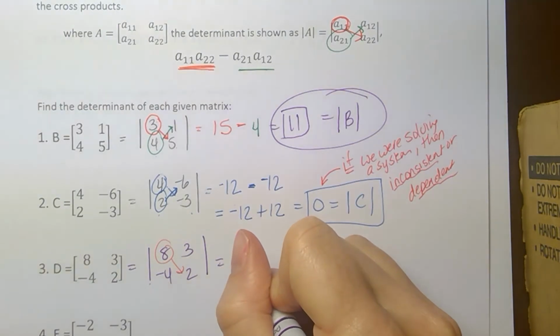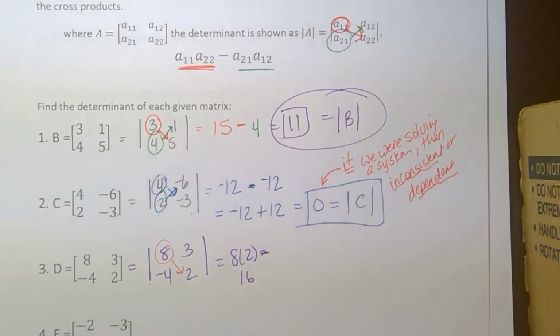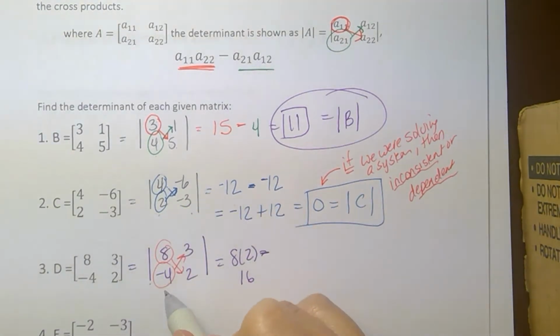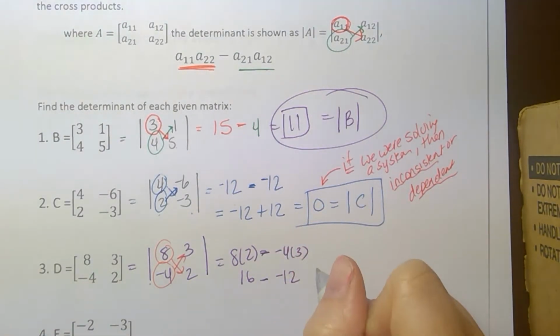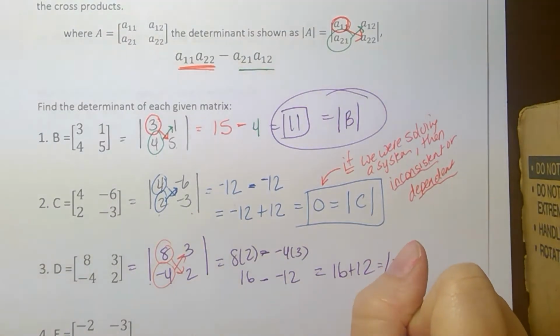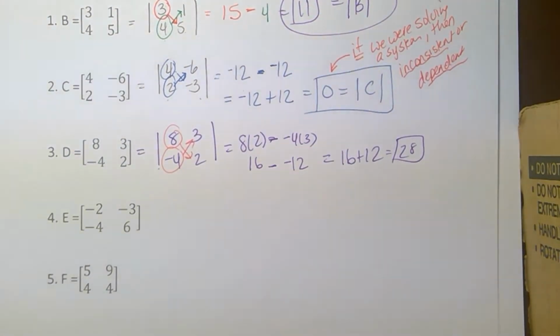So 8 times 2 is 16 minus, and then I do bottom left back up right. I have negative 4 times 3. So minus negative 12. 16 minus negative 12 becomes 16 plus 12, or 28. My determinant of matrix D is 28. You go ahead and do these next two.